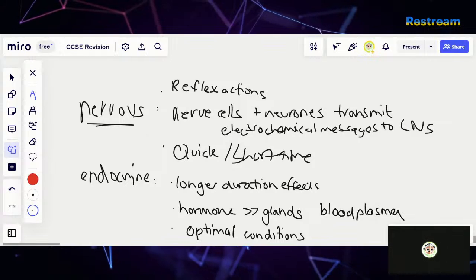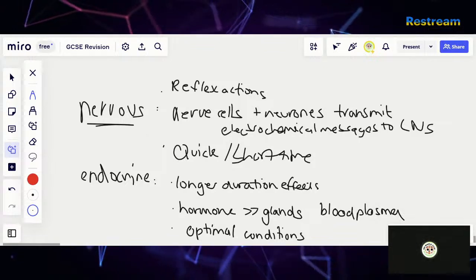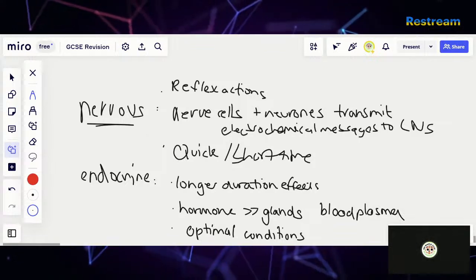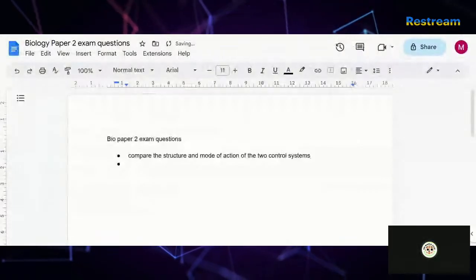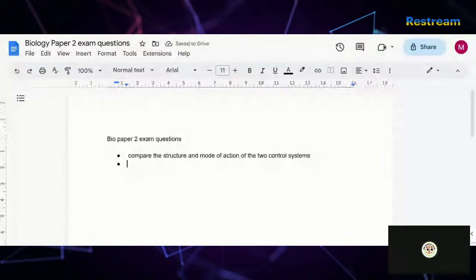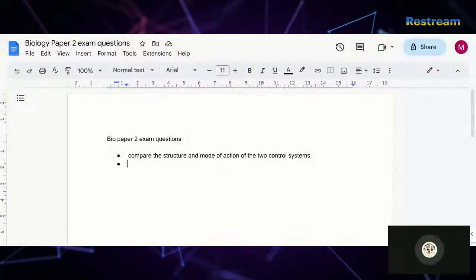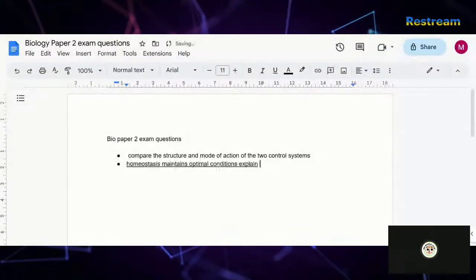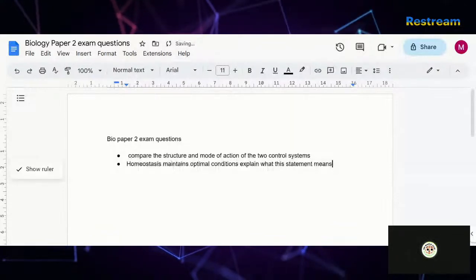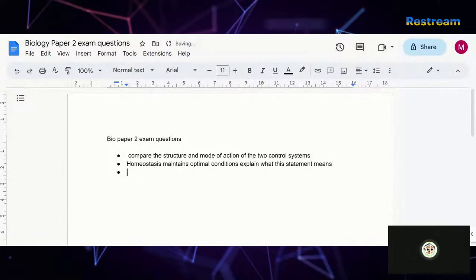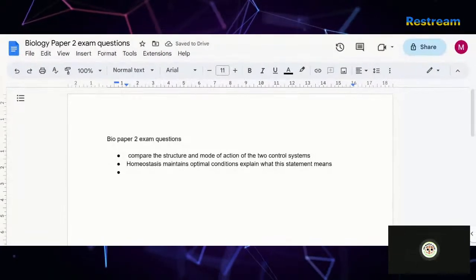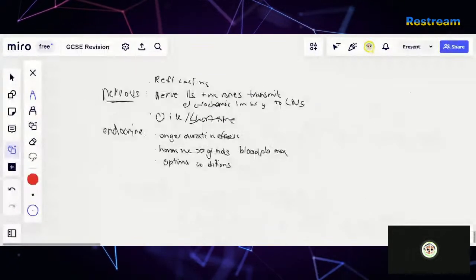Okay, let's now move on to the next question, which is: explain what this statement means. We have to explain how homeostasis maintains these optimal conditions. So let's move on to the next question.